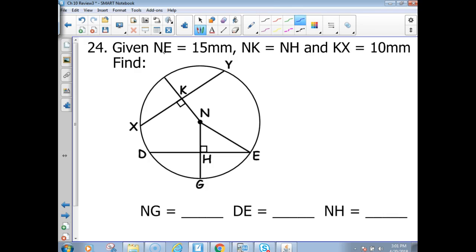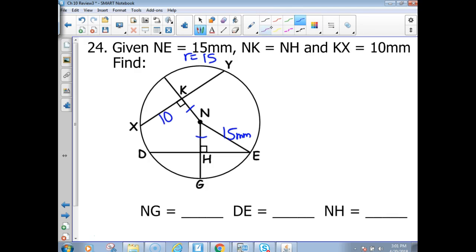We are given that N to E is 15. That is the radius. R is 15. Any radius in the picture. NK equals NH. Okay, so these little segments are equal. KX is 10.